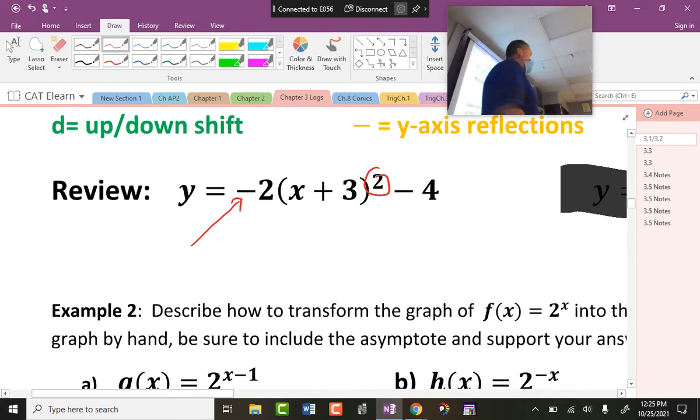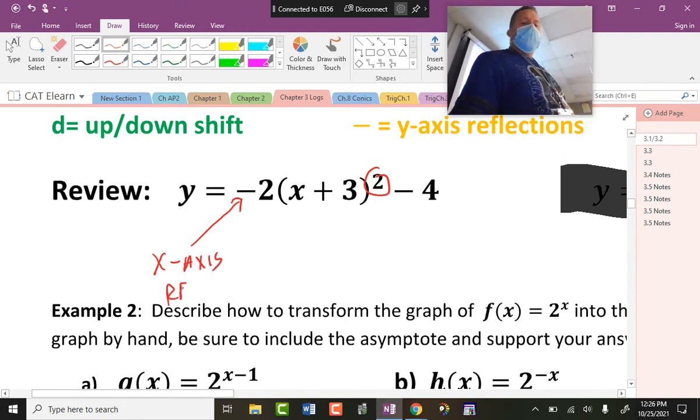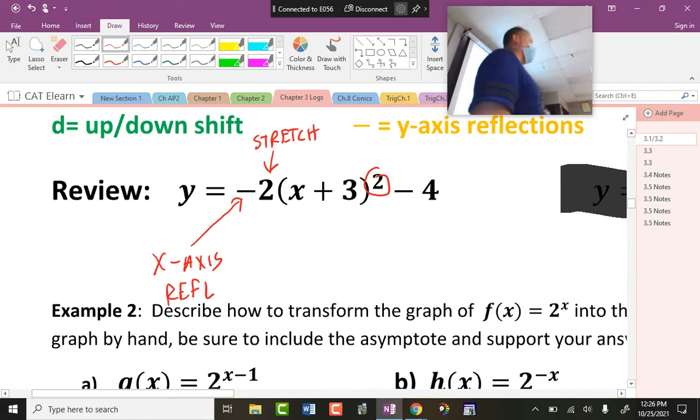3, 2, 1, go. X-axis reflection. Stretch or shrink on this 2. 3, 2, 1, go. Didn't go so well. That's a stretch because it's bigger than 1. Okay, you better get this right.